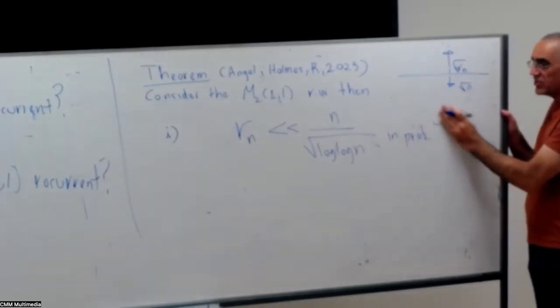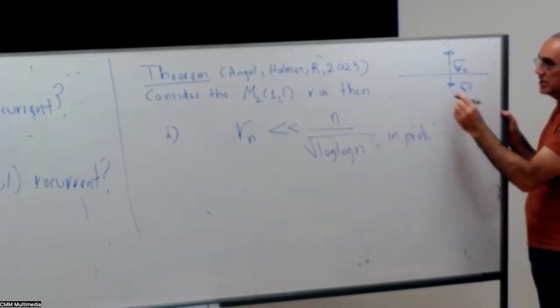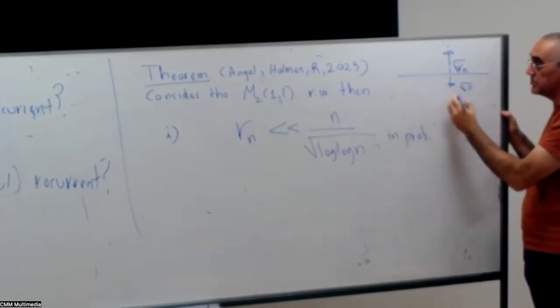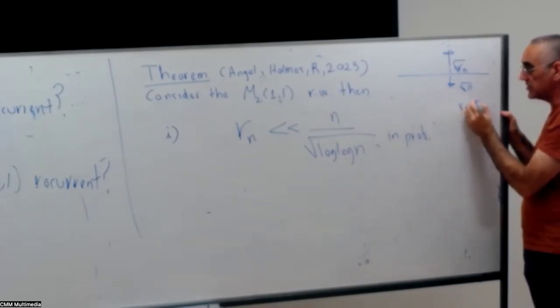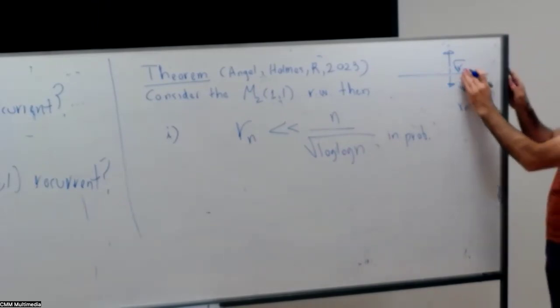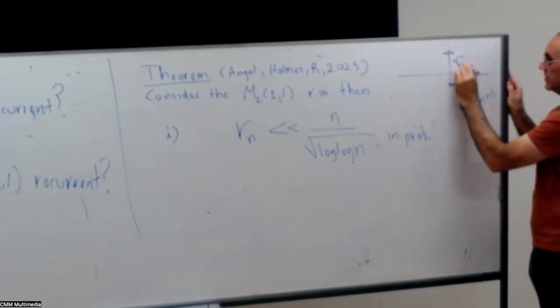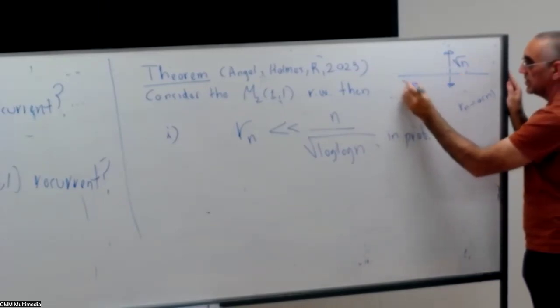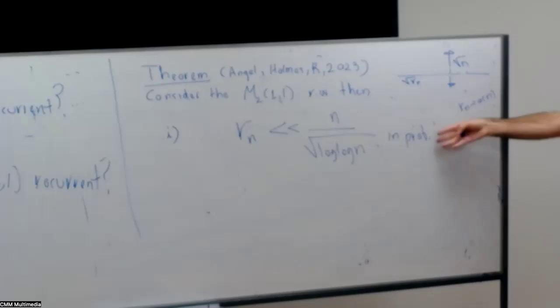Okay, so the first statement of the theorem proves the asymmetry of the range because Rn is little o of n, and so of course I think the picture, according to my convention, should have been like this, right? Rn, yeah. So this proves the asymmetry.